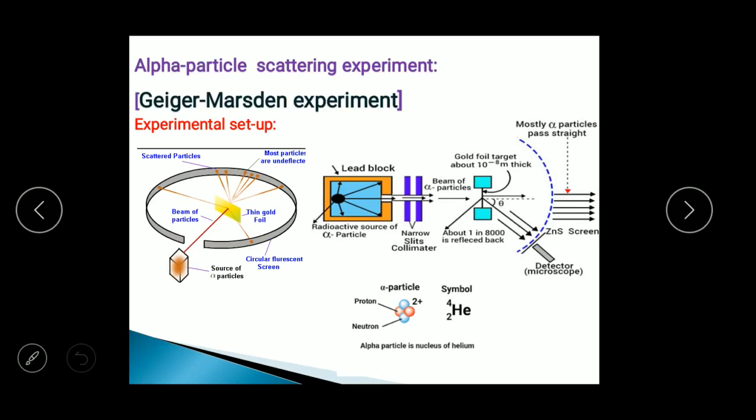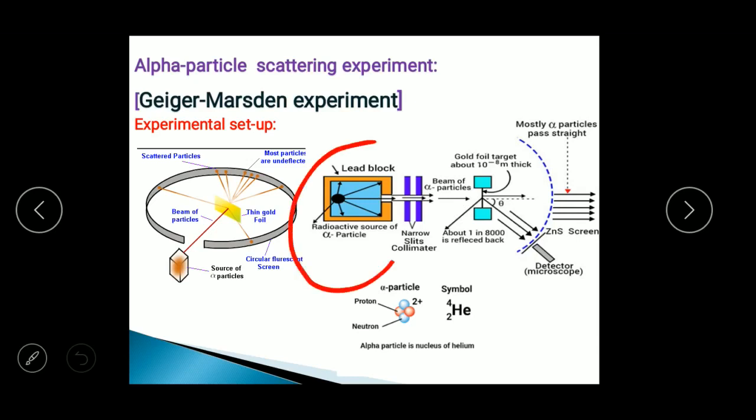And one more is the detector, or the movable detector. It is a movable detector, and it is also called the microscope. We can move this detector from this position to this position, so that's why it is called the movable detector. Along the circular screen, in the same path, we can move this detector, that is the microscope. So now we have discussed the experimental setup and the apparatus.